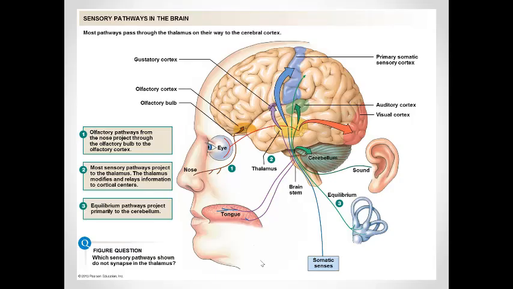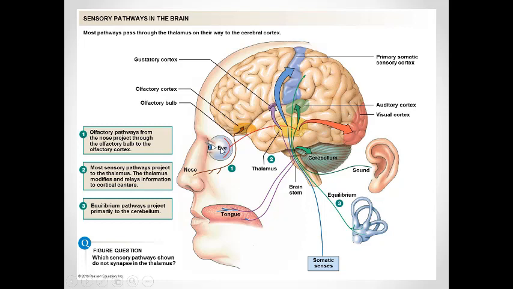So, sensory pathways in the brain. We've talked about some of the neurons and how they run, but how do we put all of this together? So first of all, you've got your nose, right? Your nose is there to smell scents. It has olfactory bulb neurons here, and the information is sent from your nose, projected through the olfactory bulb to the olfactory cortex over here.